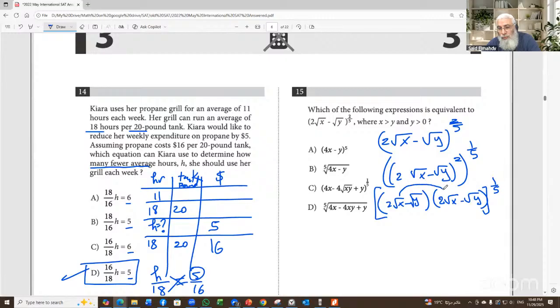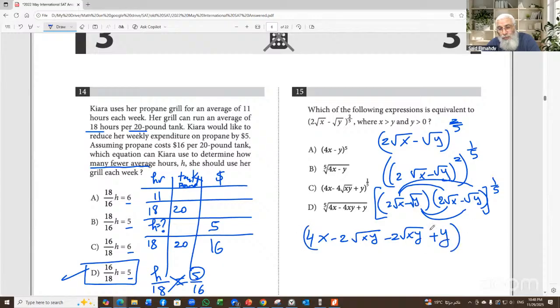We can do FOIL: first multiply first, outer multiply outer, inner multiply inner, and last multiply last. So 2 times 2 is 4. Root x multiply root x is just x. And 2 multiply negative is negative 2 root xy. Minus root y multiply 2 is minus 2 root xy again. And minus multiply minus is plus, root y multiply root y is just y.